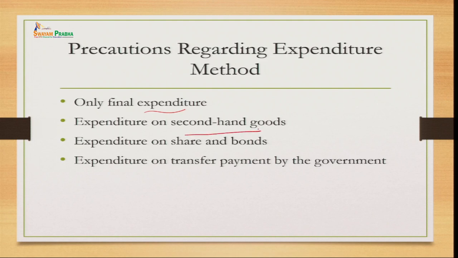Expenditure on second hand goods is not taken into consideration. If I am purchasing some second hand product in that particular year, it is not taken into account. Expenditure on shares and bonds, like on the paper work which we are going to make, is also not taken into account. And expenditure on transfer payment by the government, and this we already know, the expenditure made by the government in the form of transfer payment is not included, because this has been done for the social welfare of the economy.